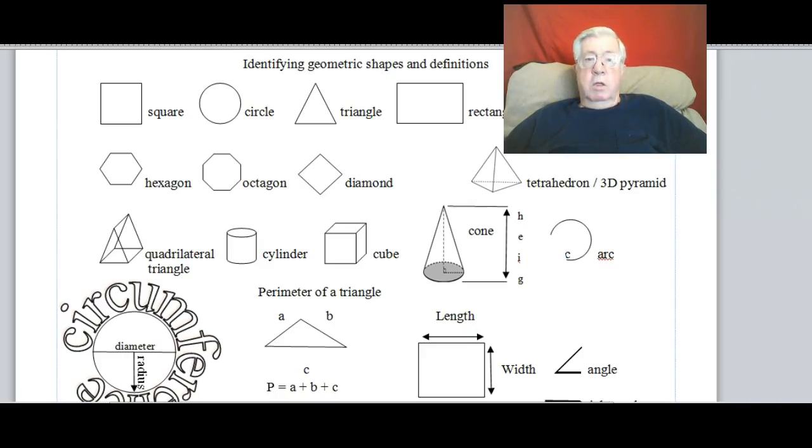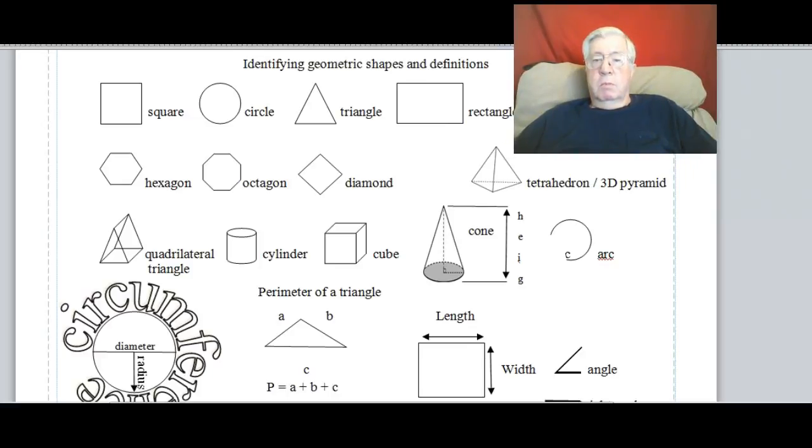Okay, continuing with mathematical terminology. Identifying geometric shapes and definitions. Square, circle, triangle, rectangle.